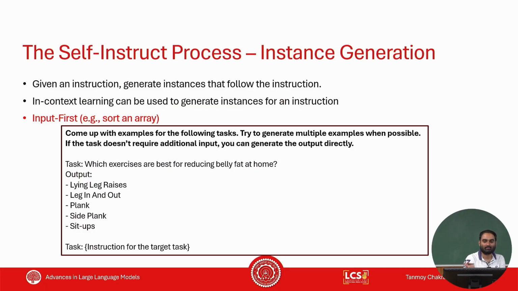As opposed to this, if it's a non-classification task, then it will be an input-first prompt, right? Where, let's say, your task is which exercises are the best for reducing belly fat at home. So this is your task, and you ask the model to produce the output. So input first and then the output. See the difference? Now tell me why we need output first in the case of classification. The number of classes is known to us. Why do we need output first?